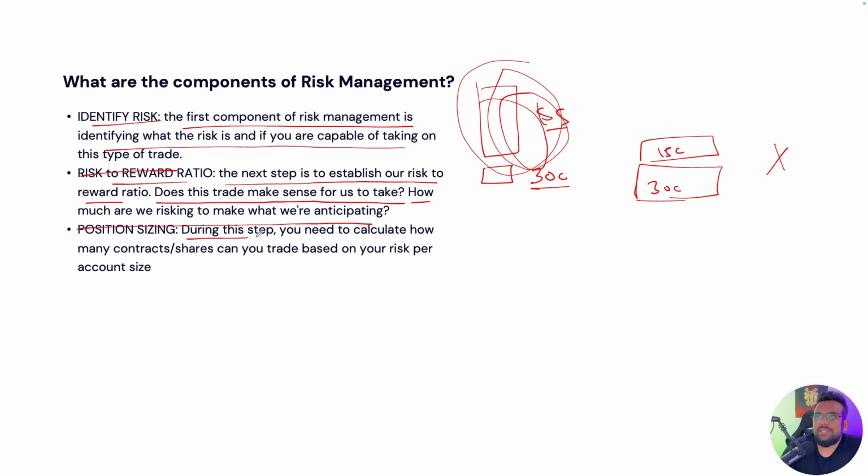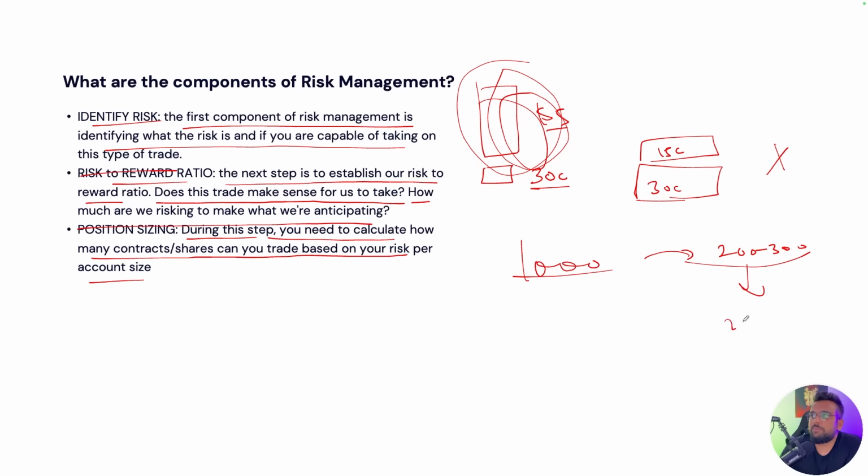Position sizing. During this step, you need to calculate how many contract shares you can trade based on your risk per account size. If you have a $1,000 account, your position size should be 200 to 300. If you have a small account, that's your position size. So risk would be like 20 to 40 or 50 bucks, 10, 20%.